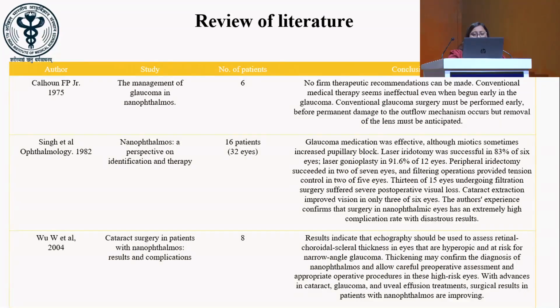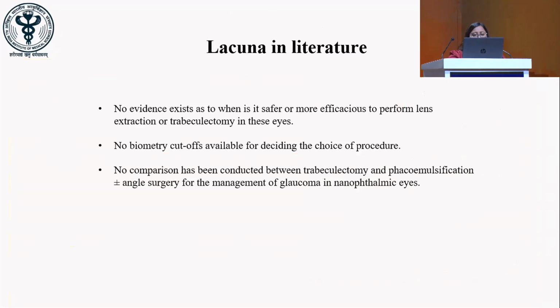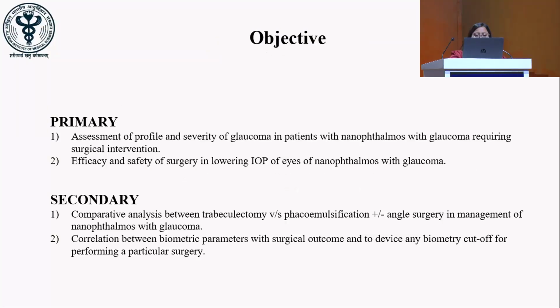these eyes. From the studies in the past, we have seen that there was no evidence which says which surgery is better for controlling pressure in these eyes. There was no biometric cutoff available for deciding the procedure of choice, and there was no comparison done between trabeculectomy or phacoemulsification with or without angle surgery for management of glaucoma in these eyes. The primary objective was to assess the profile and severity of glaucoma in these patients, and also to find out the efficacy and safety of surgery in lowering IOP in these eyes.